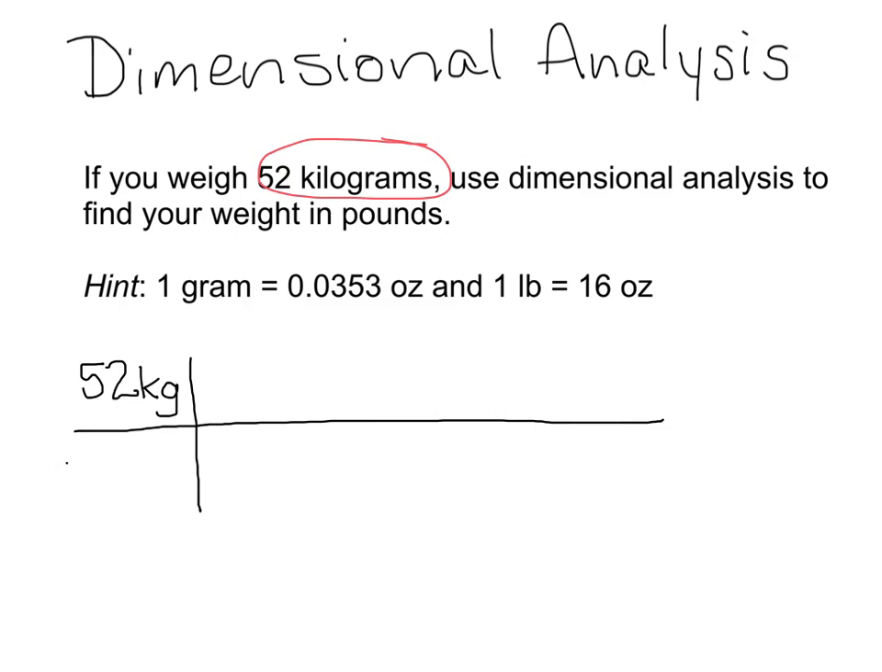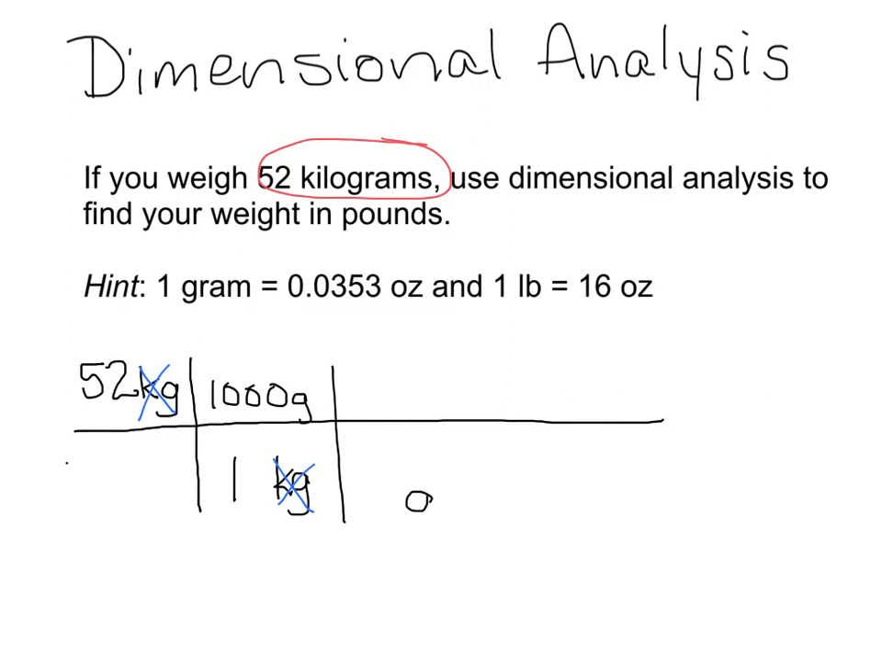Okay, so 52 kilograms. I want to put the kilograms diagonal from each other so the unit of kilogram will cancel out. And I know that 1 kilogram is 1,000 grams. Okay, that is going to get rid of my kilograms. Kilograms are gone. And now I'm left with the measurement of grams. Now my little hint up here, again, I don't want grams. I'm not interested in grams. I don't care about grams.